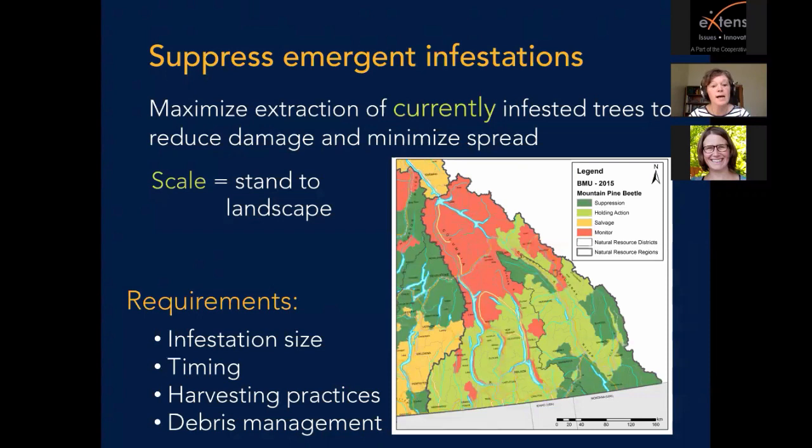The requirement of using this is the infestation size. You have to be able to meet that 80% target, or there really is no point. You know, Alan Carroll's work has shown that. A very extensive review of the literature Diana Six did has shown that. Timing is critical. Once the beetles are flown, you are doing salvage. You are not helping forest health per se. Harvesting practices and debris management are really essential pieces of a suppression tactic.